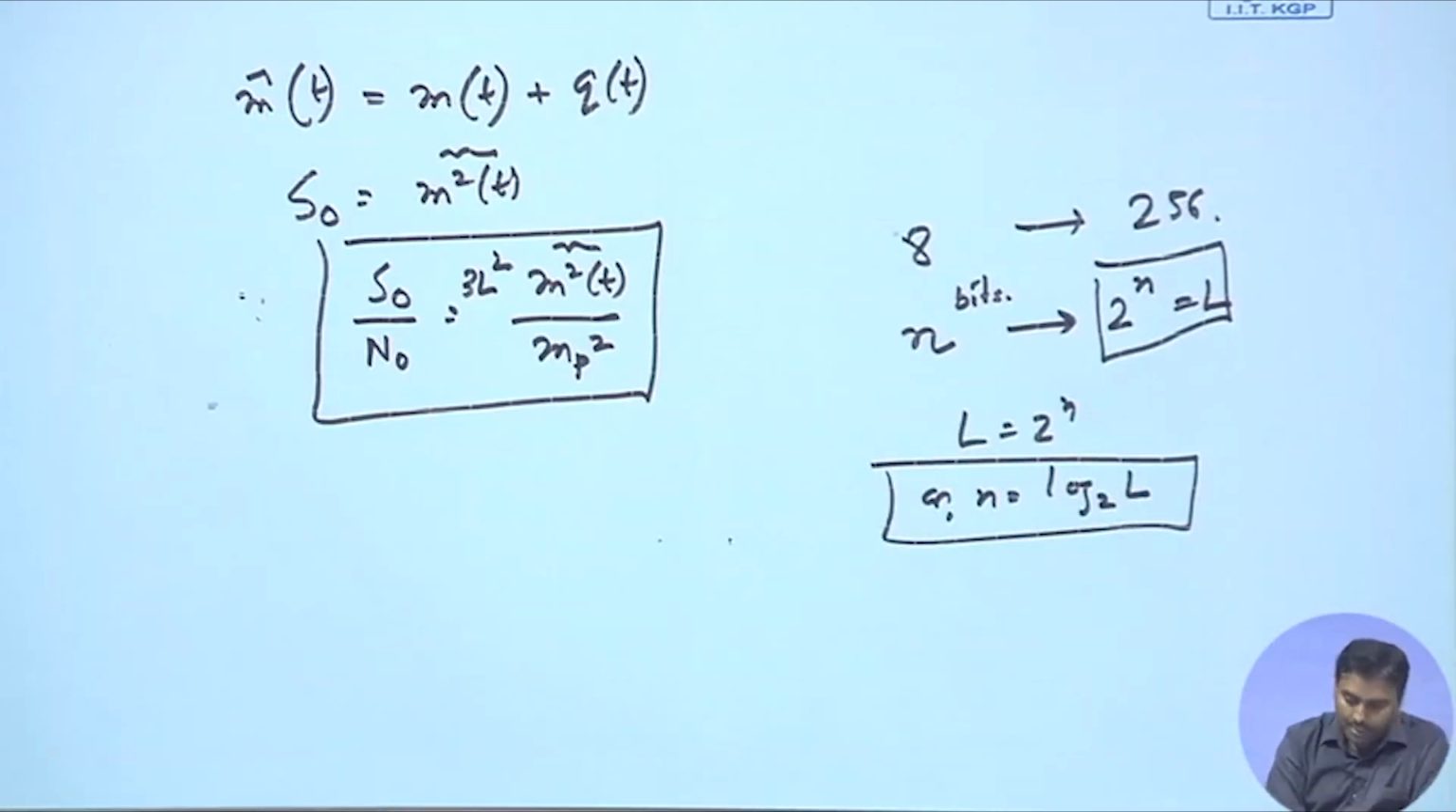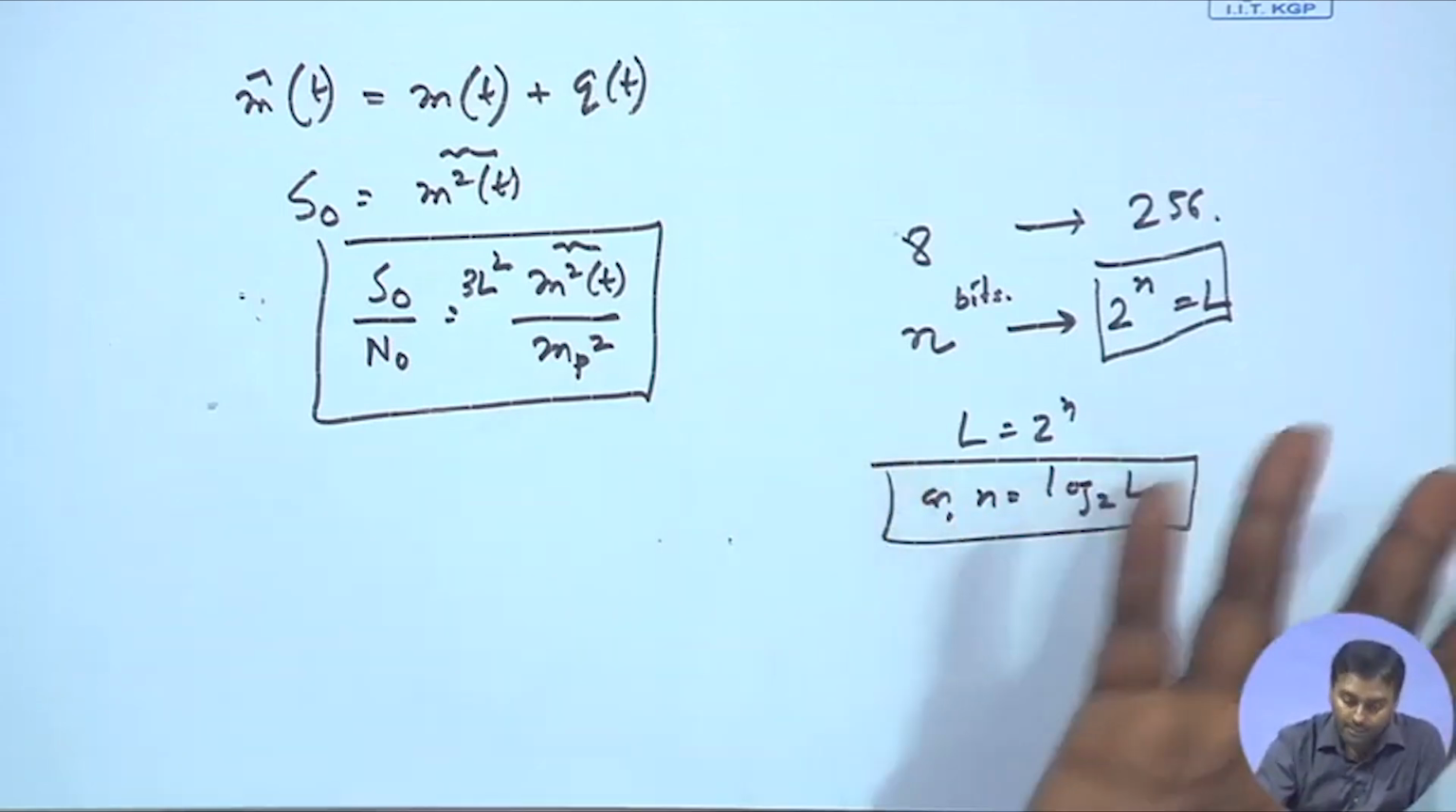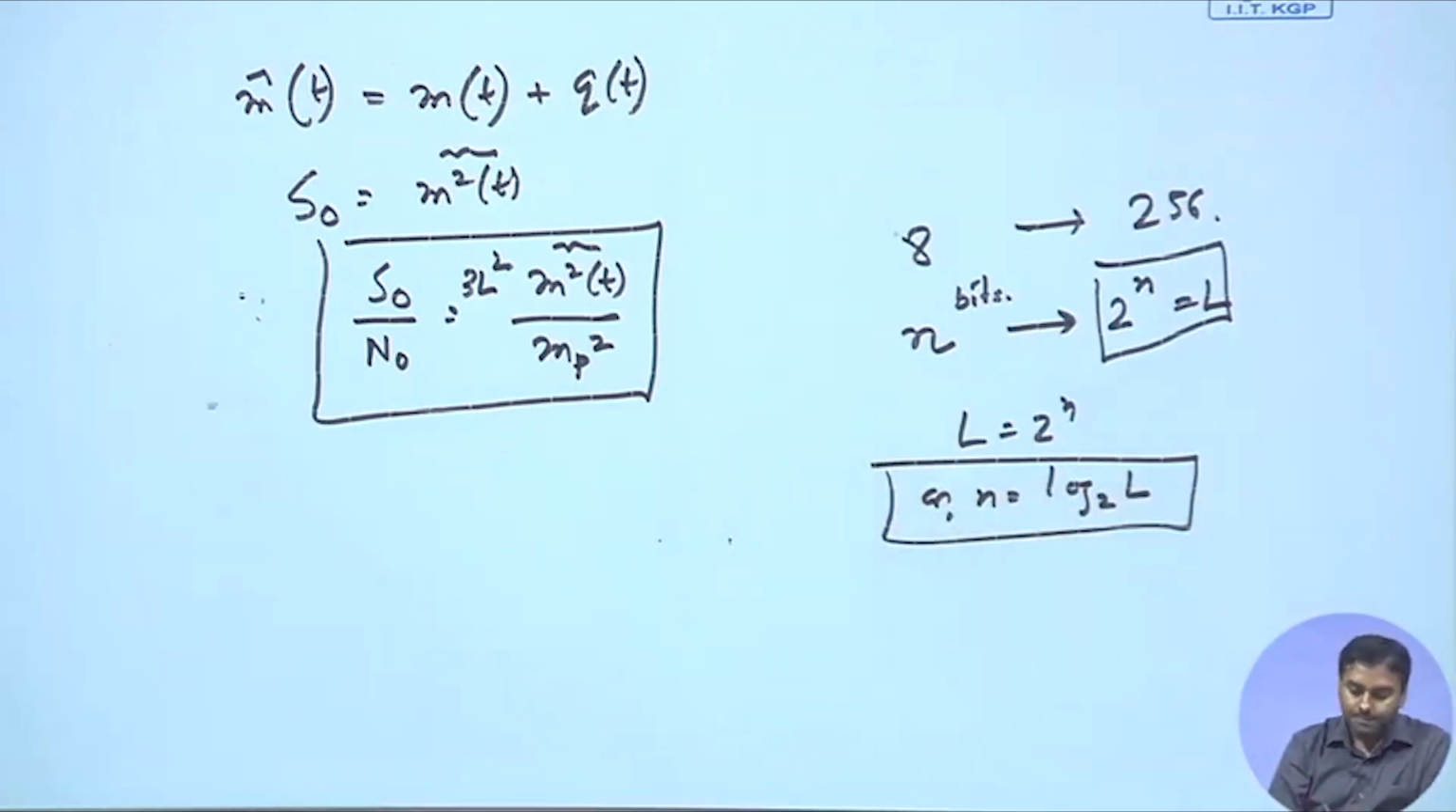Okay. Now, let us also try to see what is happening to our overall bandwidth. Okay. So, we already know that every hertz I can transmit 2 bits.